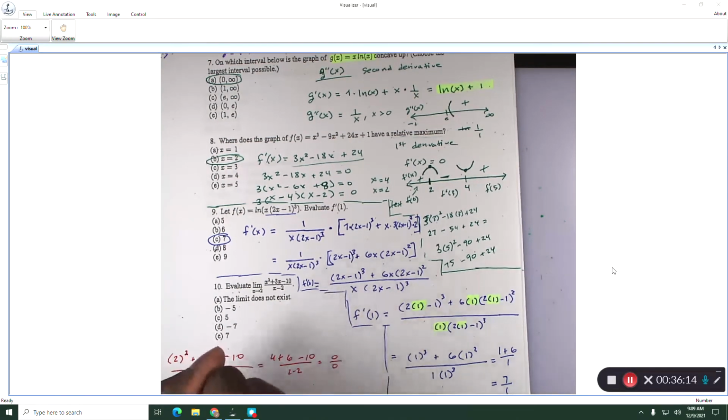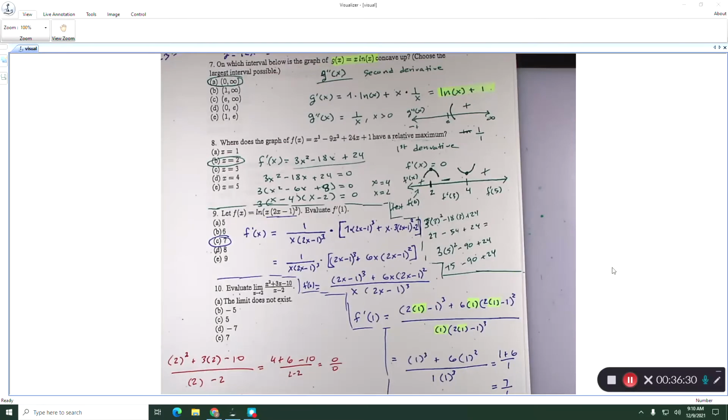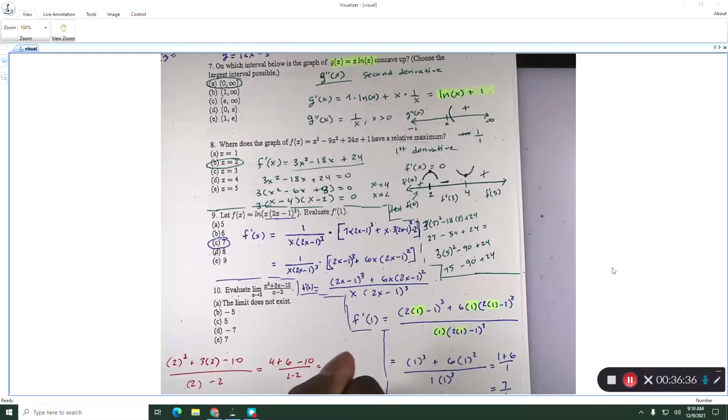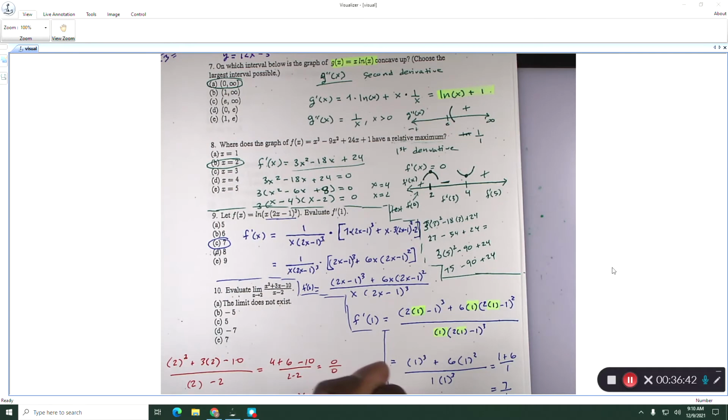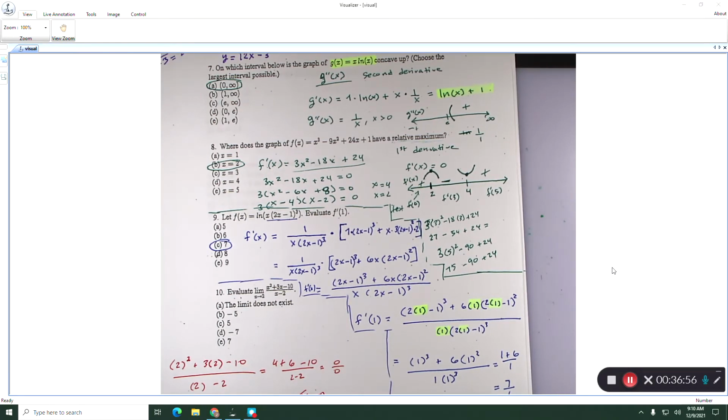Now, the limit as x approaches 2, I'm going to show you two different approaches. Look how I'm continuously writing my limit unless I'm evaluating it. So limit as x approaches 2, the top can be factored into x minus 2 times x plus 5. Well, look at this. x minus 2 is in the denominator and the numerator. Those can be canceled. So we're left with the limit as x approaches 2 of x plus 5.